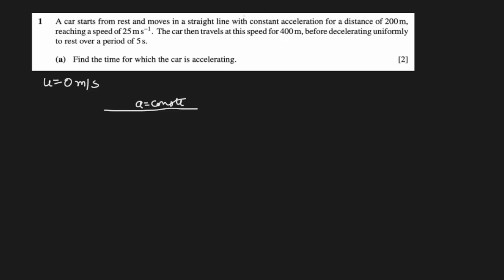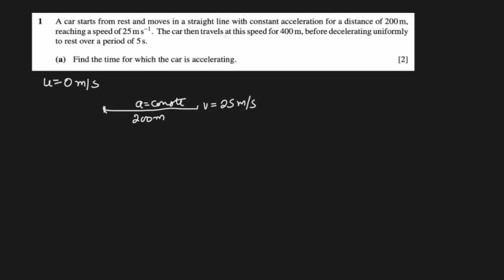In mechanics, whenever you read one sentence, always try to figure out what it means. So constant acceleration means we can use the 4 kinematic equations which are given in the formula sheet in the exams. For a distance of 200 meters, so 200 meters is the distance from here till here, reaching a speed of 25 meters per second, all right?